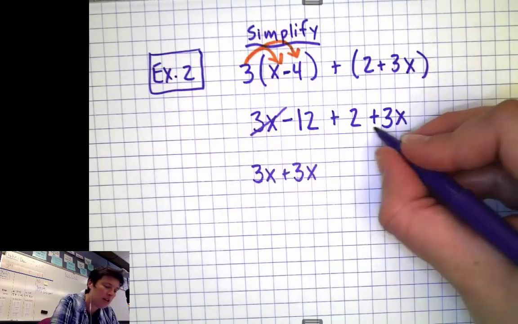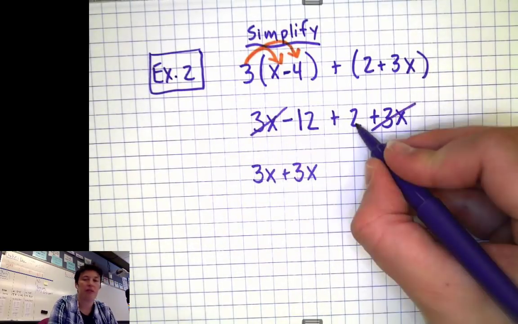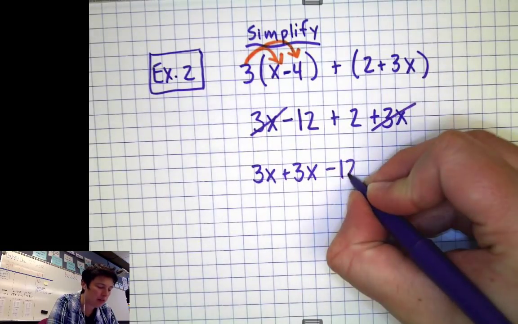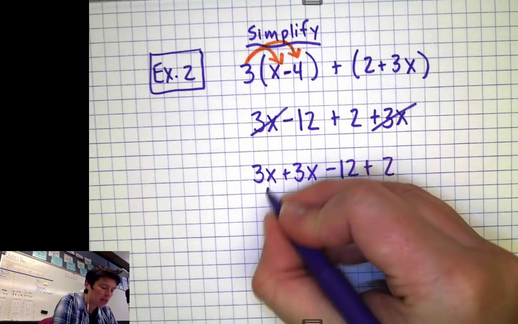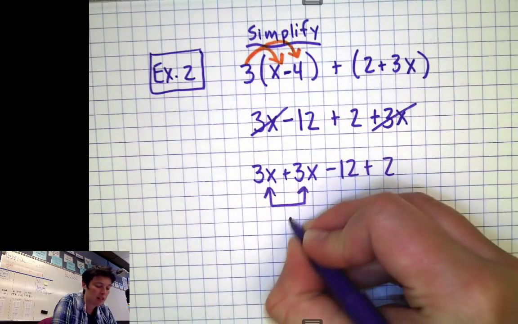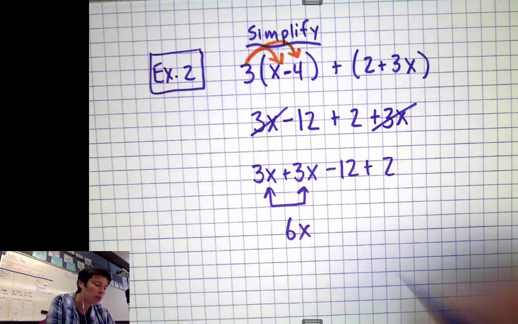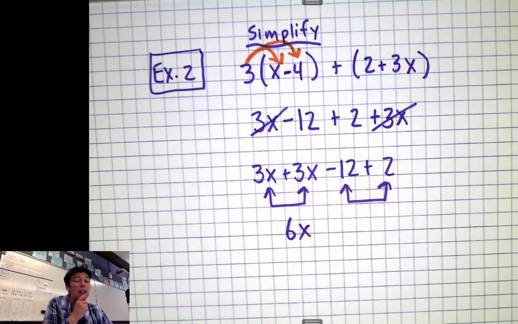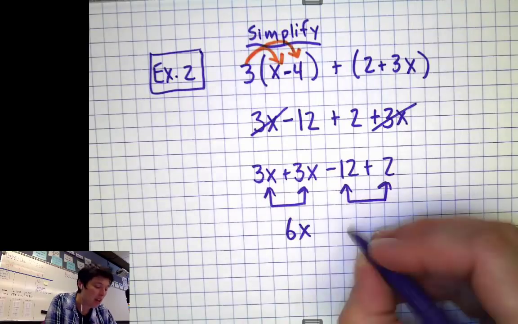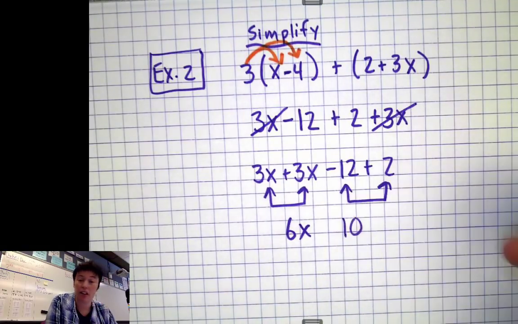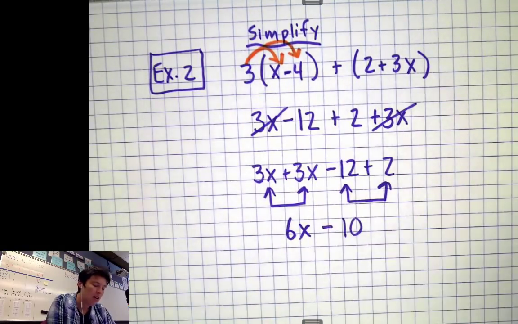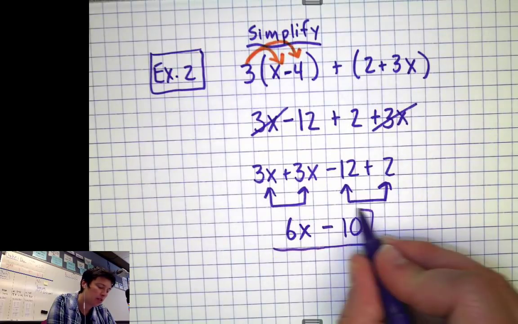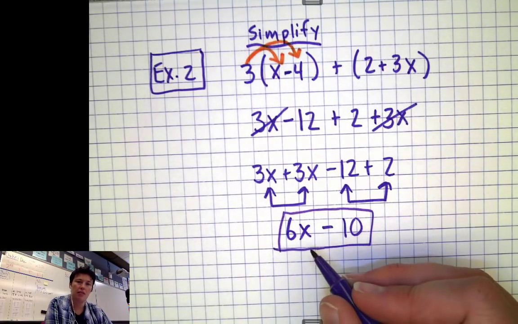I'll cross them out. And then the minus 12 and the plus 2. So we'll combine 3x and 3x. That's going to make 6x. And we'll combine negative 12 plus 2. That's a different sign, so subtract. 12 take away 2 is 10. 12 is bigger, so it's negative, so minus 10. And there's our simplified solution. There it is, 6x minus 10.